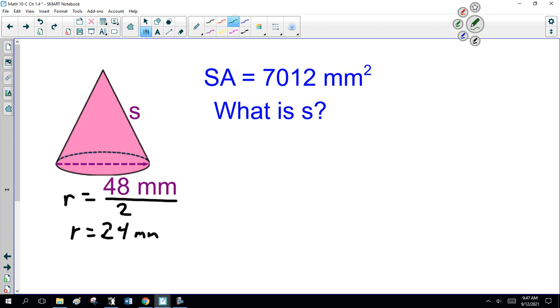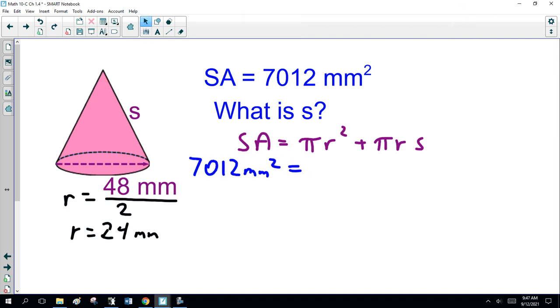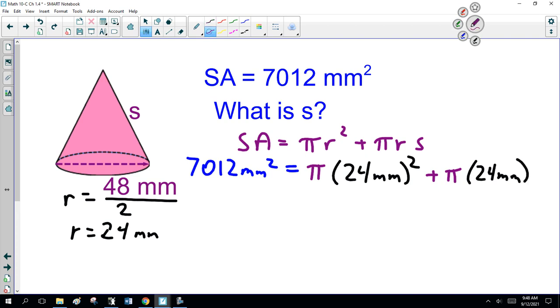So if we go to our formula, surface area is pi r squared plus pi r s. What do we got? Well, we know our surface area is 7012 millimeters squared. We know pi times our radius, 24 millimeters squared, plus pi times our radius, times S.